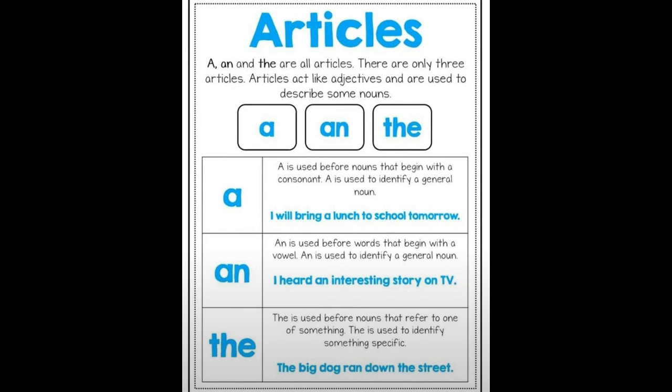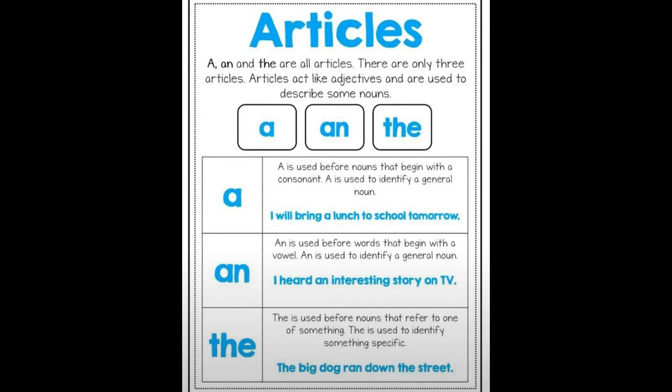Now let's talk about "an". This one is similar to "a", but it has a special job. We use "an" before words that begin with a vowel sound, like a, e, i, o, or u. For example, I heard an interesting story on TV. The word interesting starts with a vowel sound, I. That's why we use "an" instead of "a".